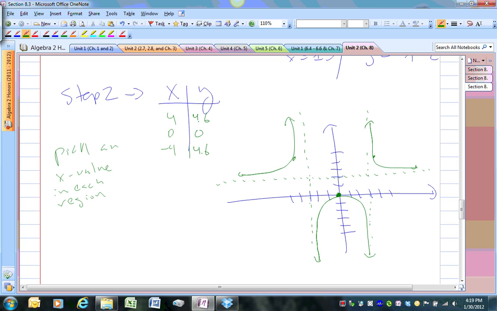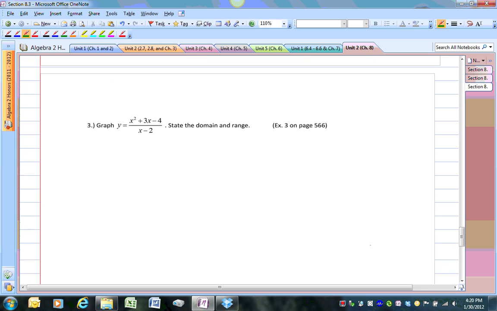Again, a more proper way to do this is to make a sign chart. I'll do this in class during block 1 because this video is already getting kind of long. But that's what we have for our graph there. And then lastly, example 3. So, again, step 1.